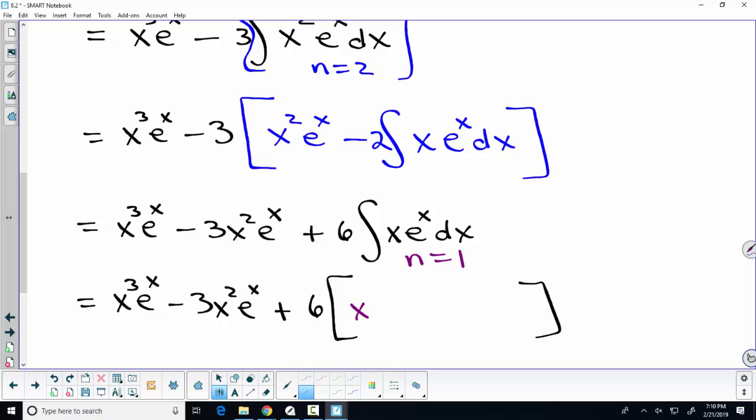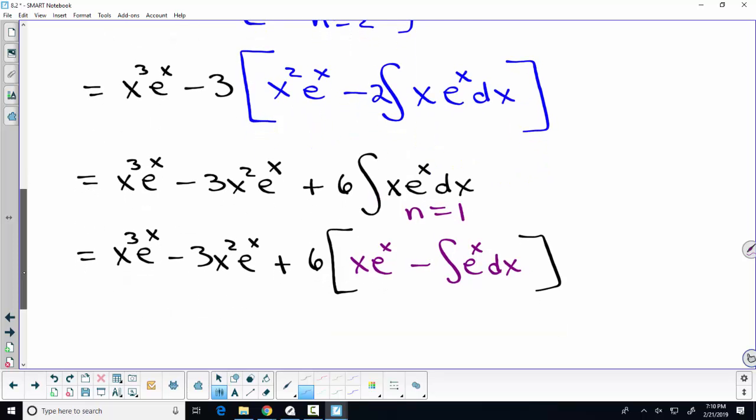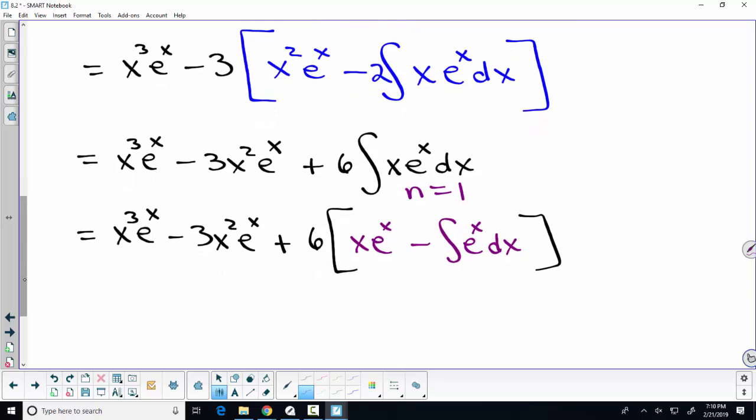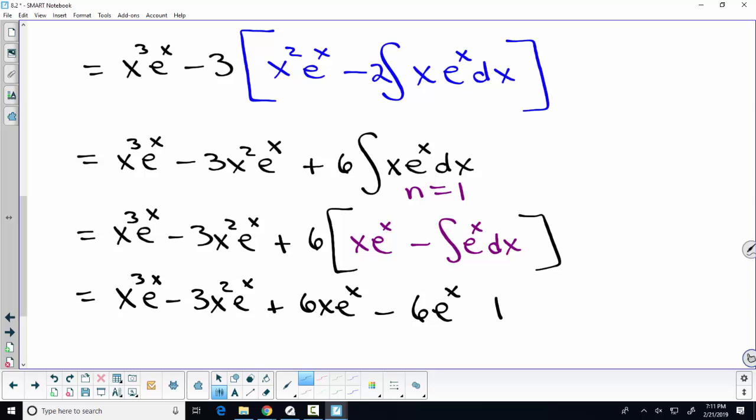So it's x to the first, e to the x, minus the integral, e to the x dx. So here we would have x to the 0. So we get x to the third e to the x, minus 3x squared e to the x, plus 6x e to the x, minus 6 e to the x, plus c.